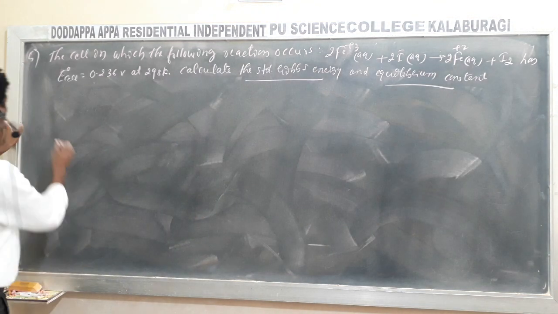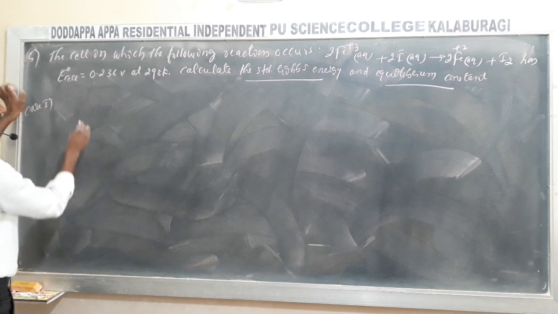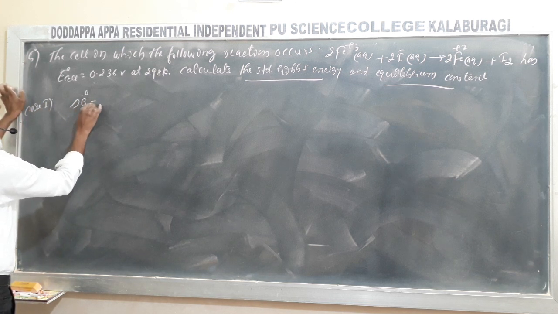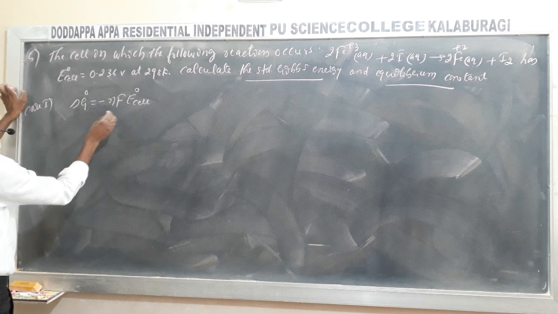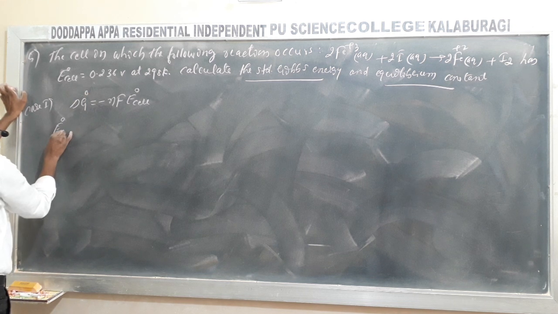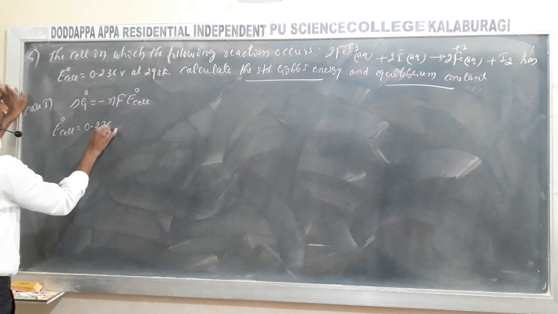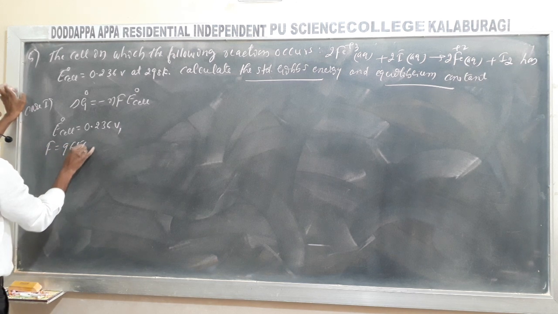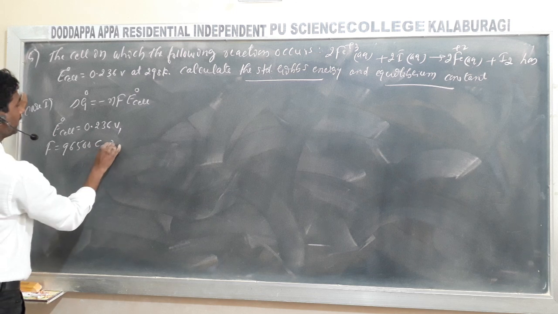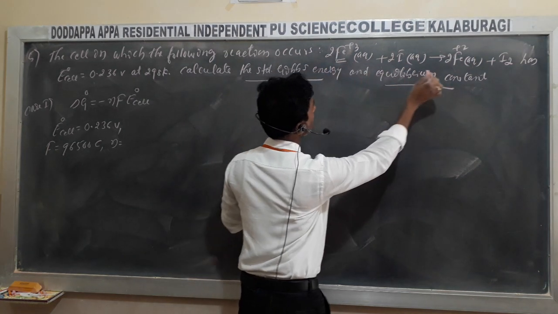Yes, now I can write this. Case 1: in case 1, what you have to find out is the standard Gibbs energy. Delta G naught is equal to minus n F E naught of cell. E naught of cell is given: 0.236 volt. The Faraday is equal to 96,500 coulomb. What is n? n is the loss or gain of electrons. How many electrons? Fe3+ to Fe2+.